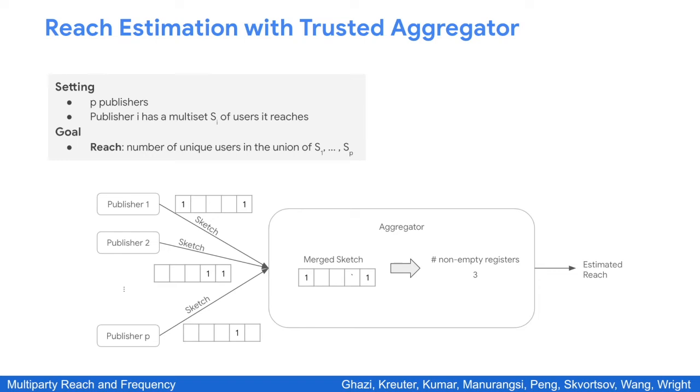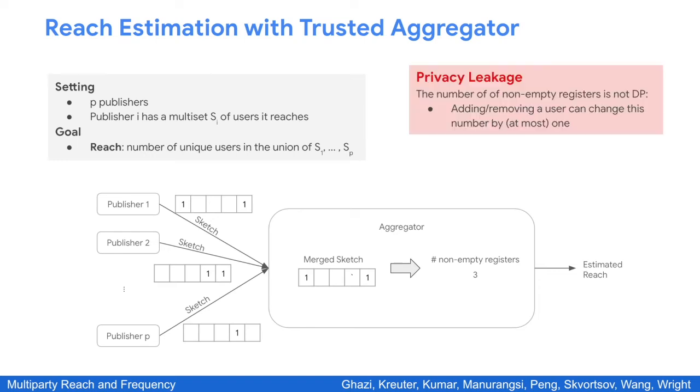This is the entire protocol, except that it's not yet private because the number of non-empty registers depends on the input itself, and this can be sensitive data. To make this differentially private, we can add to it a discrete Laplace noise, and this would be a differentially private protocol in the trusted aggregator model.